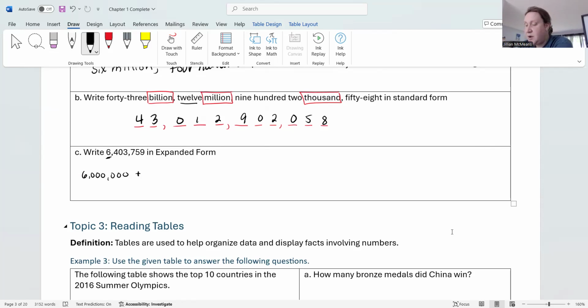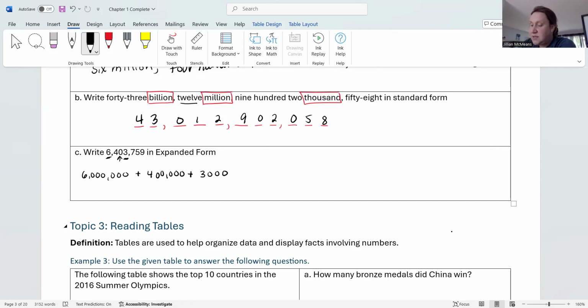Okay. Now the next digit, the 4, is in the hundred thousands place. So I want to write it as 400,000 and then a plus sign. The third digit is just a 0. We don't have to include that. The next non-zero digit is a 3, and it's in the thousands place. So I want to write it as just 3,000.